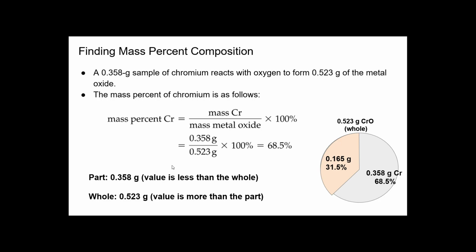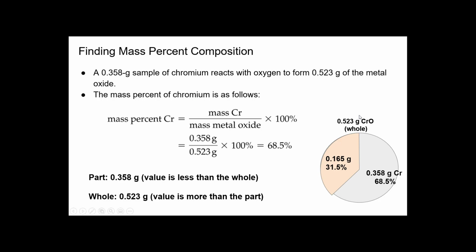So let's do a problem. A 0.58 gram sample of chromium reacts with oxygen to form 0.523 grams of metal oxide. The mass percent of chromium is as follows. So we have a mass percent. We want to know the percent of chromium in this compound. Now we don't need to worry about the compound because the compound's already been given to us, so we don't need to worry about oxidation states and so forth, or how many oxygens are part of this. They've given us the amount of 0.523 grams. They've also given us the amount of the chromium in the sample. So we need to find a percentage of that.